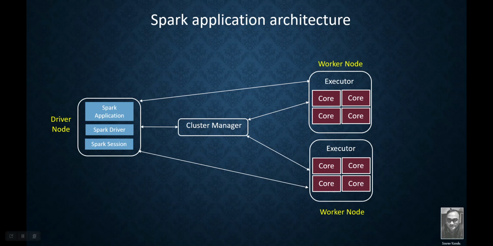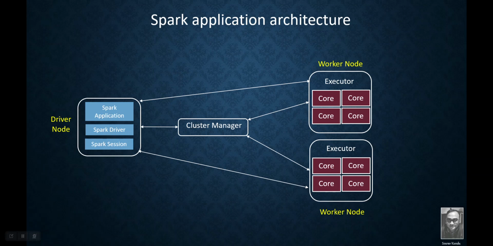Okay, so the driver process basically runs your main function and sits on a node in the cluster. You can see there is a driver node. It is the heart of a Spark application and maintains all relevant information during the lifetime of the application. It will have each and every piece of information in it.